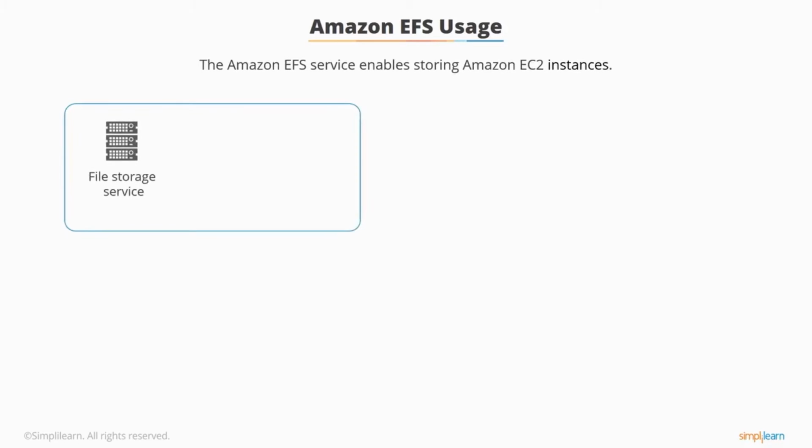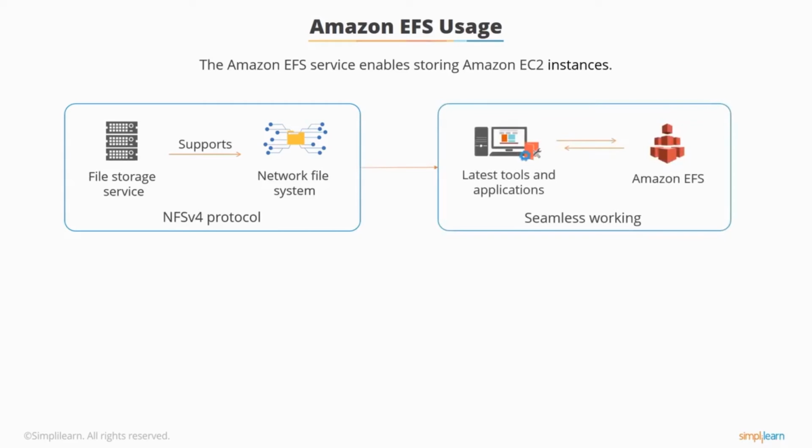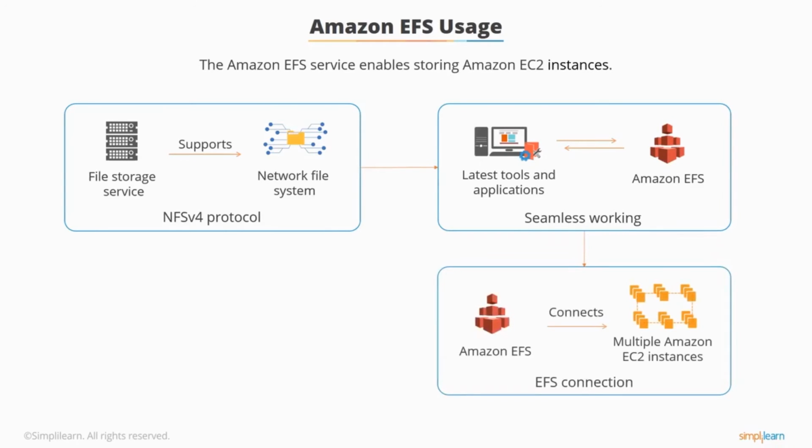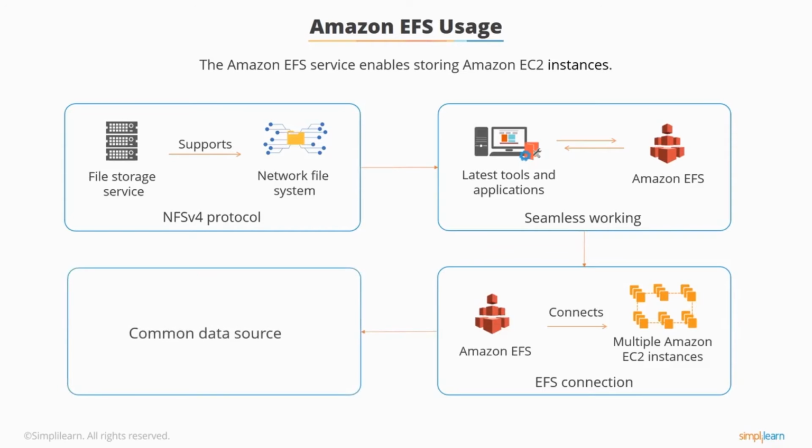It is a file storage service and supports the latest version of Network File System, which is 4, commonly known as NFS v4 protocol. This enables seamless working between latest tools and applications and Amazon EFS. The Amazon EFS is capable of connecting multiple Amazon EC2 instances. This way, workloads and applications running on multiple instances would still have a common data source.